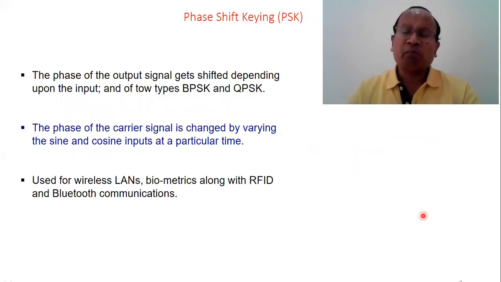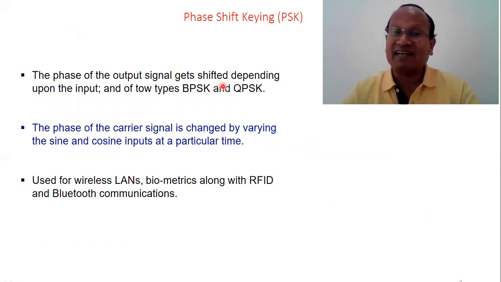The next one is PSK. P means phase, so phase will change. Phase shift keying means the phase will change in accordance with, again, the instantaneous value of the message signal. So the phase of the output signal gets deviated, changed depending on the input, and it has two types.